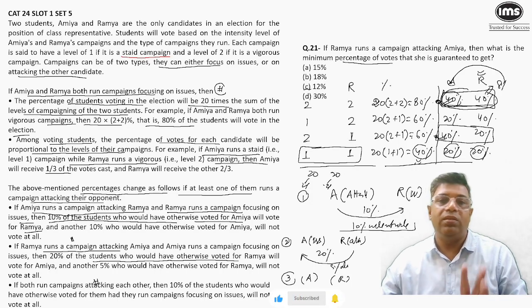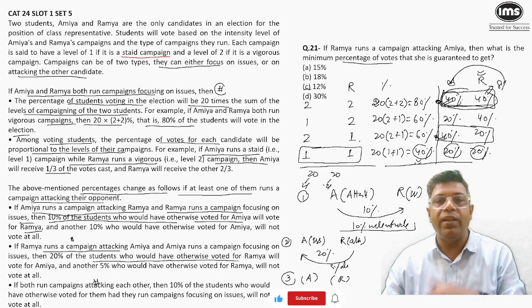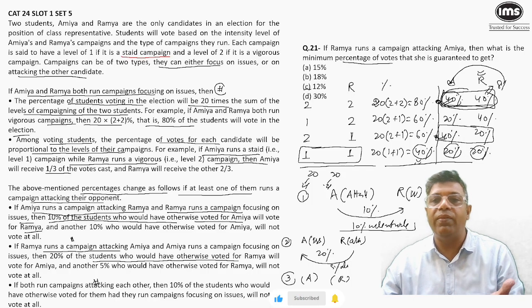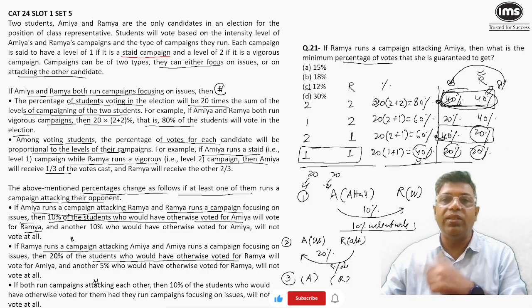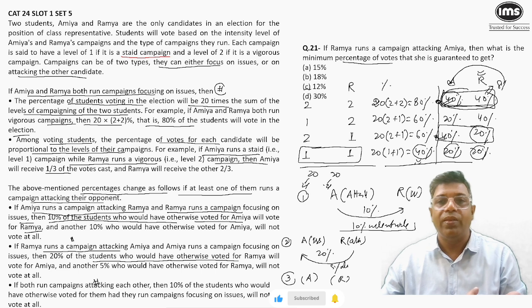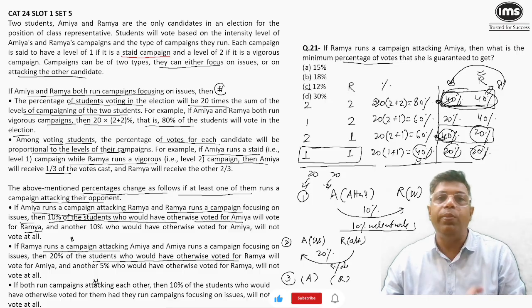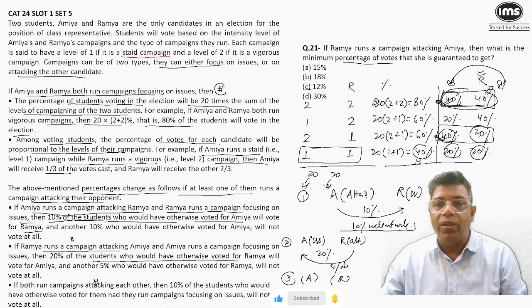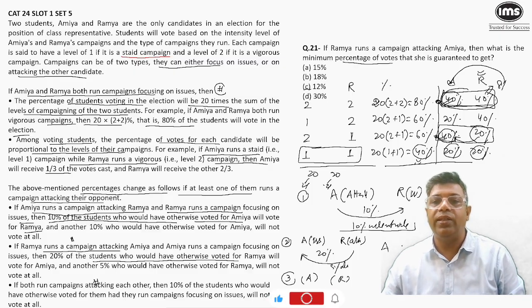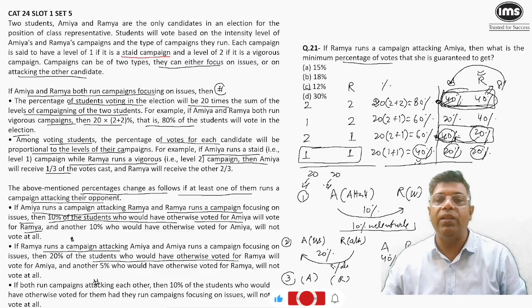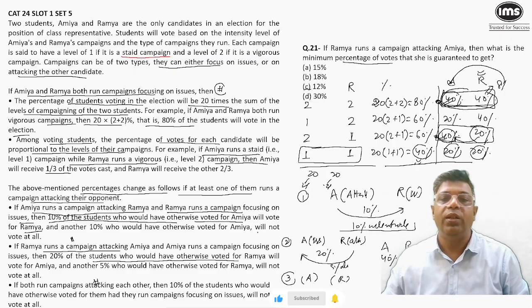In that case, I will go for this. Amya will run a vigorous campaign, Ramya runs a stay campaign. In that case, Ramya will get at least 20%. Now, since Ramya is making an attacking campaign, let me assume that Amya is making an issue-based campaign. In that case, 20% of Ramya's vote will switch to Amya. So in this particular scenario, if both of them run an issue-based campaign, then the figure will become 40% and 20%.